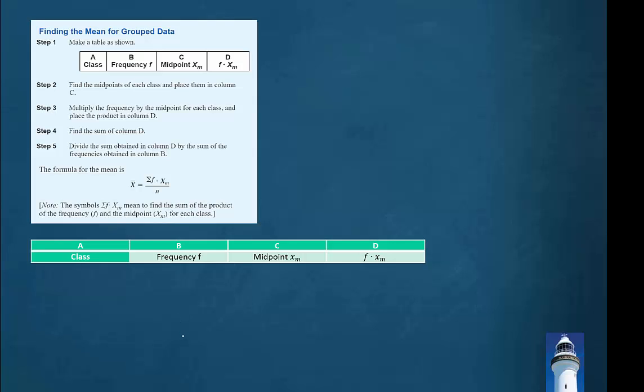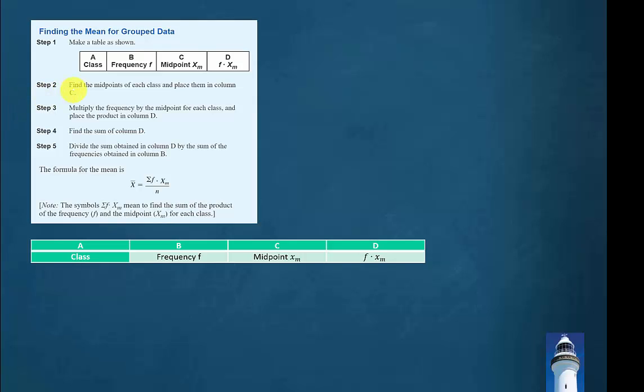Sometimes it will be necessary to approximate the mean for a data set that has already been organized into a grouped frequency distribution. The steps are that we would make a table that has some columns. The first one would contain the classes. The second one would contain the frequencies of those classes. The third one would have the midpoints of those classes. And then the fourth one would have the products of the frequencies and the midpoints.